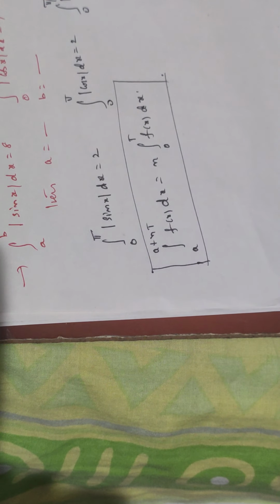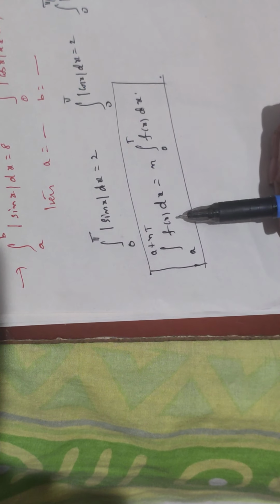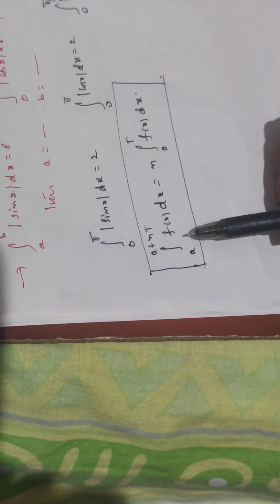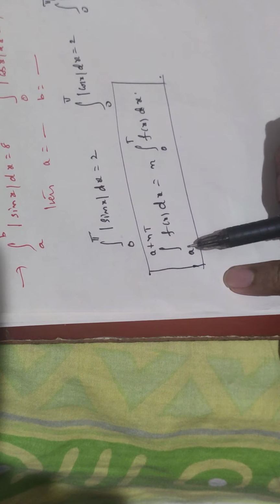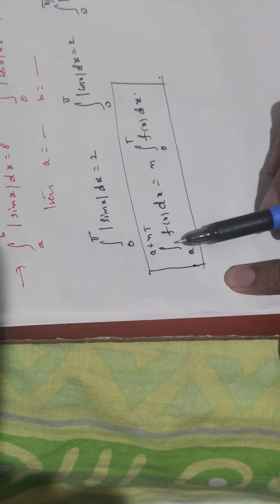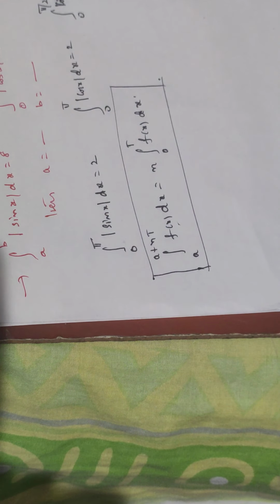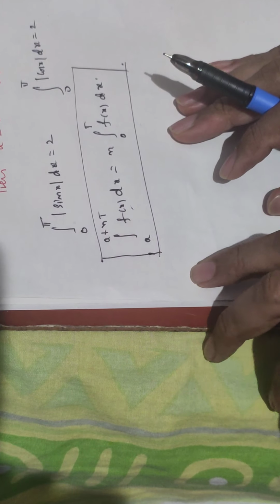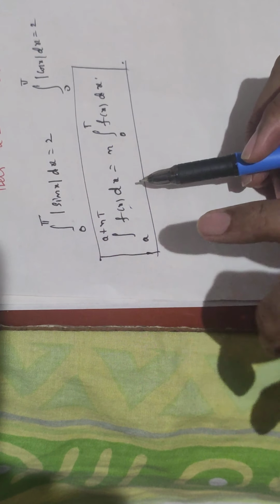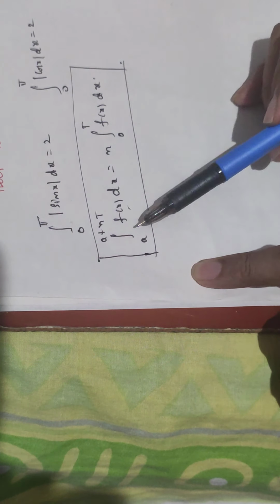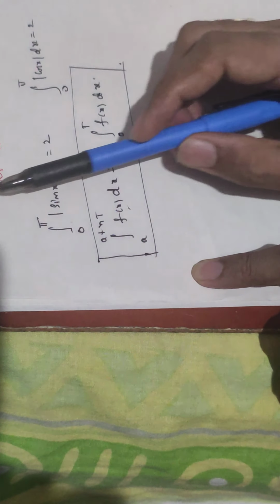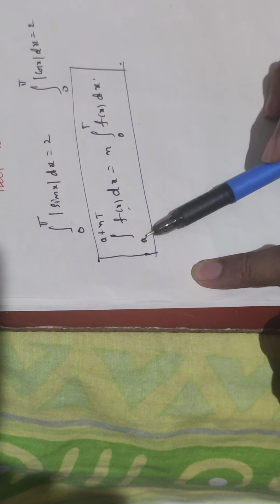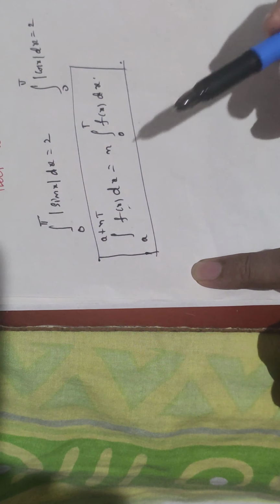When f is a periodic function with the period t, then integral a to a plus nt f of x dx is equal to n times integral 0 to t f of x dx. So first we can make this integrand into a to a plus nt form.